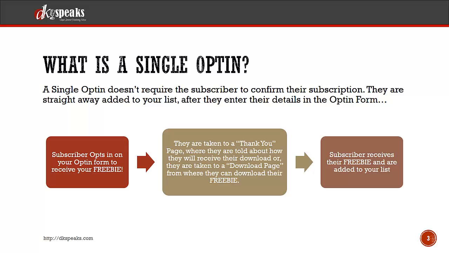So basically, how the flow works here is the subscriber opts in on your opt-in form to receive the freebie. Once they do that, they are either taken to a thank you page where they are told about how they'll be receiving their download, or they are taken to a download page from where they can straight away download their freebie. The subscriber receives the freebie and they are added to your list. So that's the difference between a single opt-in and a double opt-in.